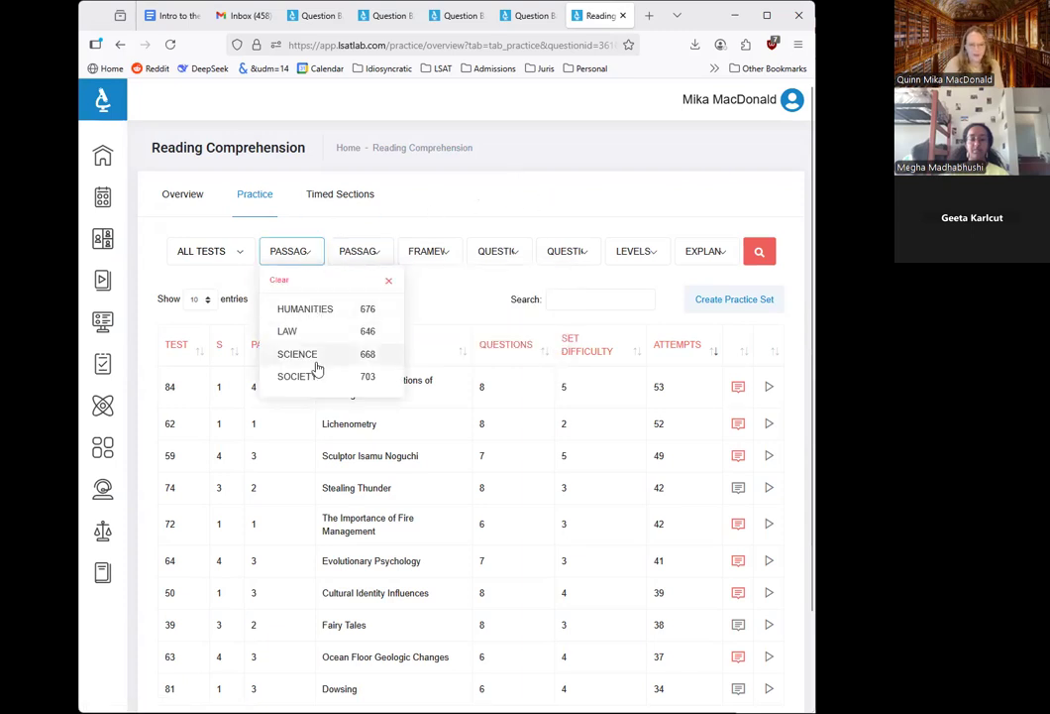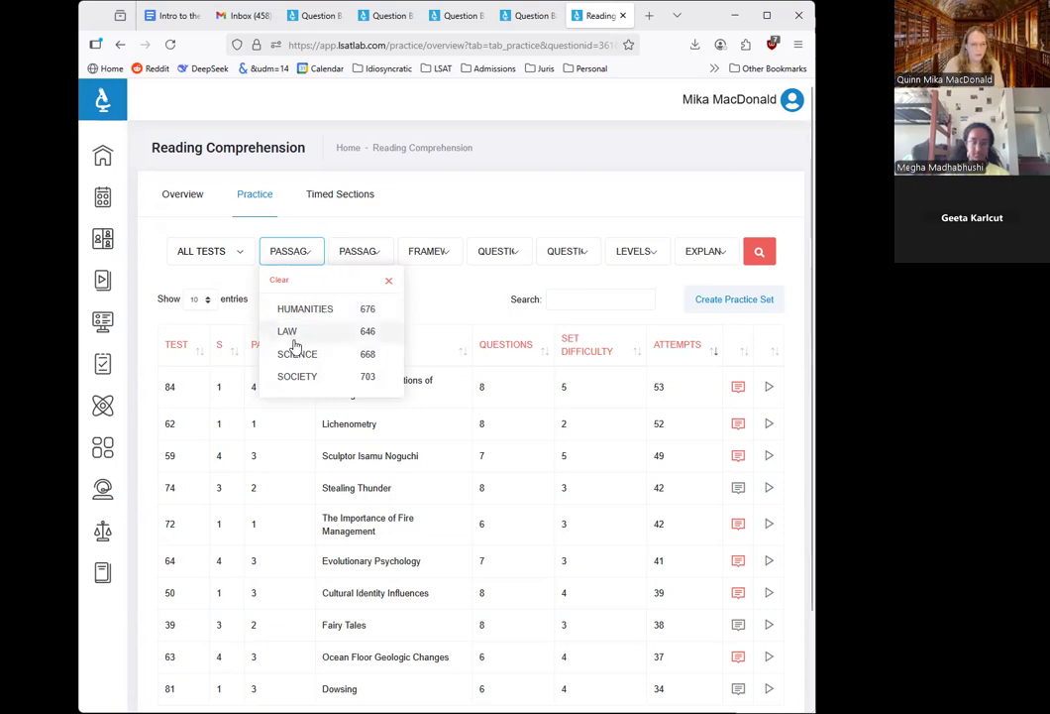Second, we can slice by topic. I don't like slicing by topic because I don't think that really gives a lot of visibility. Some people are much more confident with certain topics than others. But every passage on the RC section is self-contained. You do not need any exterior knowledge or familiarity with the topic, at least in theory, to understand what's going on in the passage and be able to answer the questions.